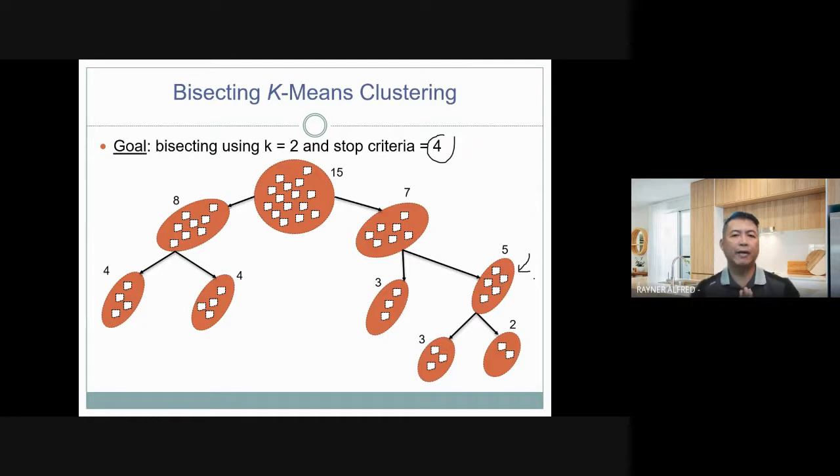How do they divide into two? It depends on the distance between the documents. So we can use the same formula.